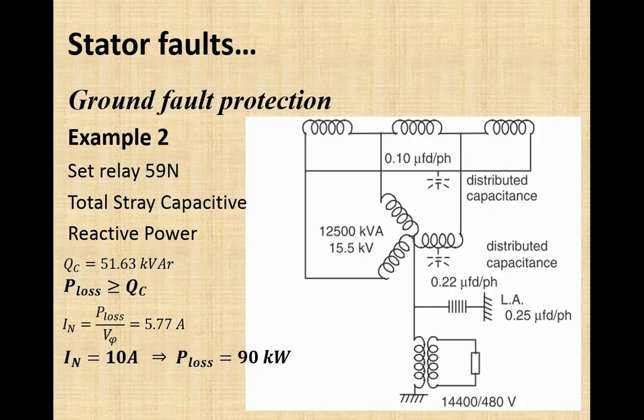Now, what should be the rating of this power transformer? Because this much power will be dissipated. The power rating of this transformer is now to be calculated. Remember, this much power will be transferred through this transformer only when a fault occurs. That means the transformer should be capable of handling this much power for a short duration. So we will have to select a transformer which could carry up to 90 kilowatt for a short duration.